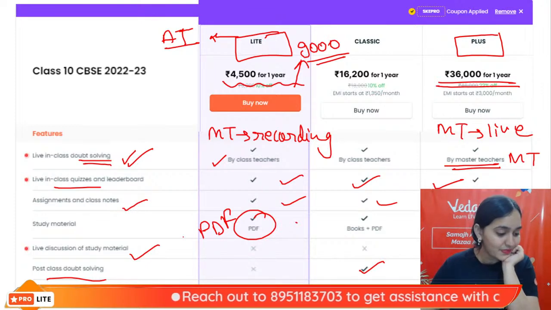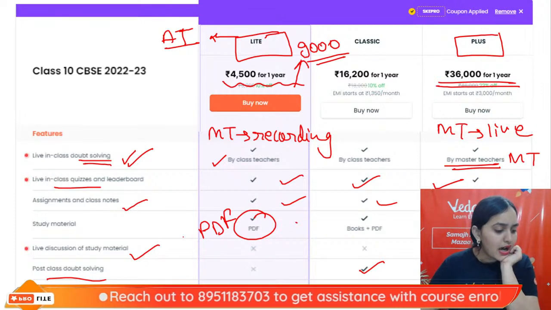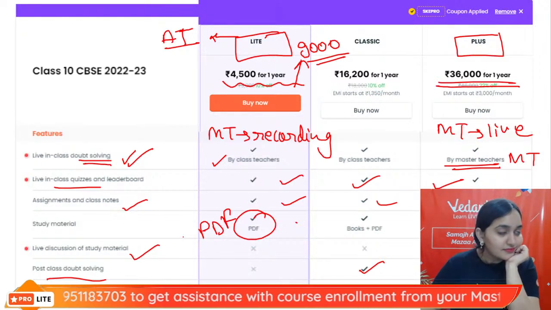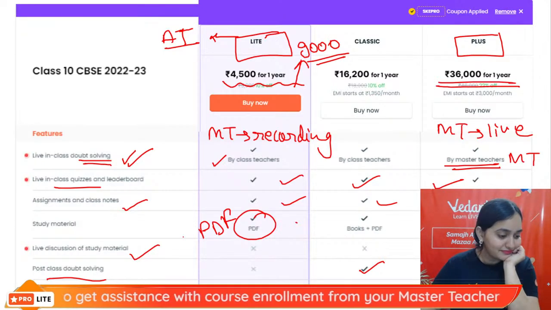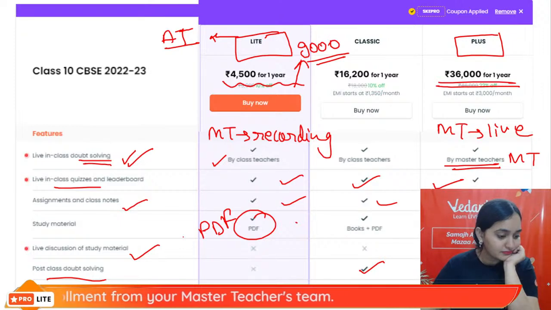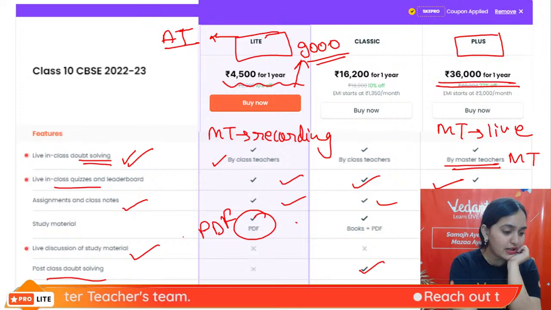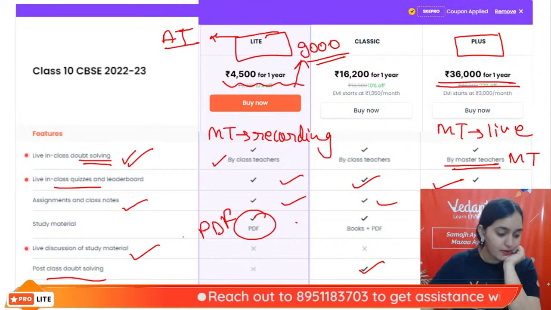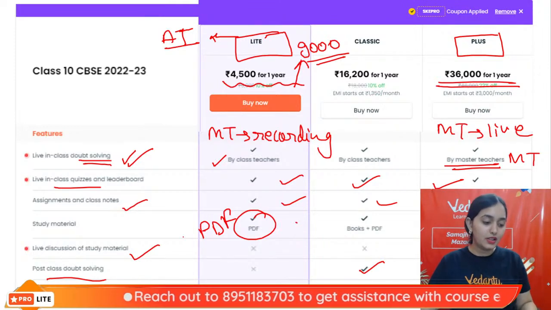Understood? How to start class 11th? Okay, I will tell. Janvi, what are you saying, beta? I didn't understand you. Yes, Nirmali, you are absolutely right.